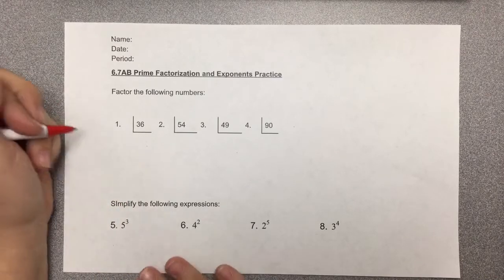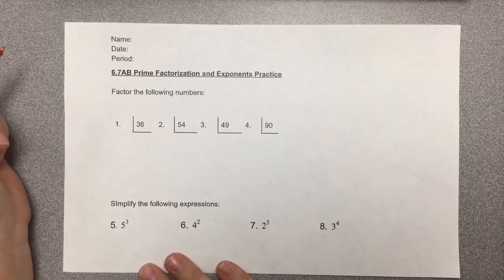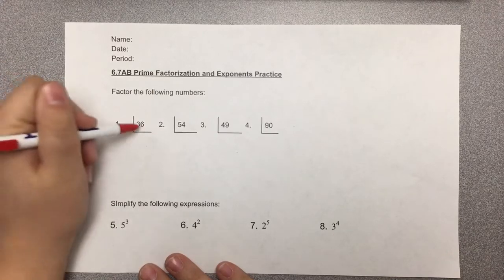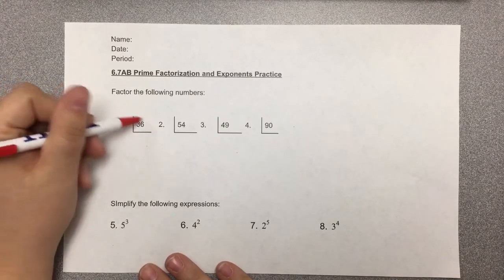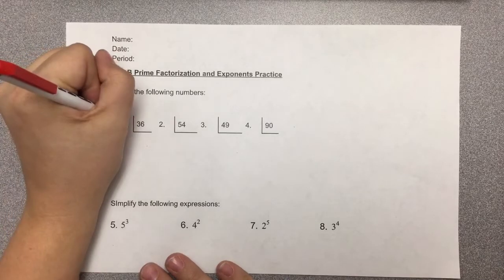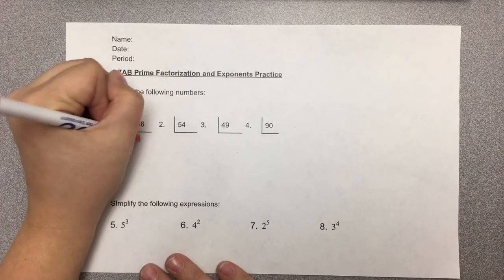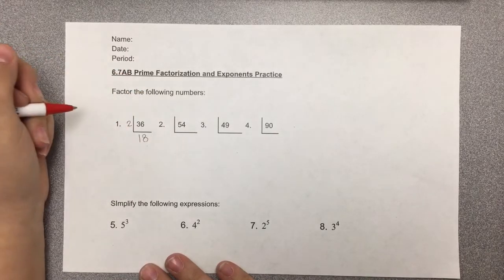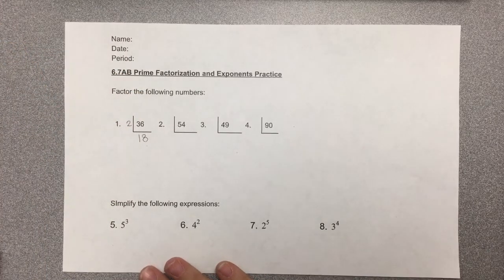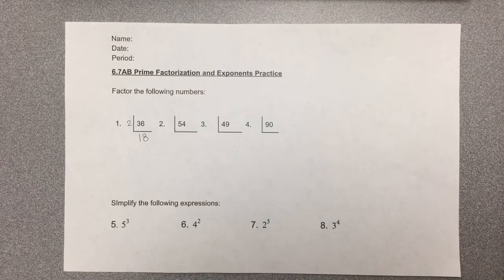So when we're looking at this, I'm going to start with factoring the following numbers. We're looking for the smallest number that fits into this number. So because it's an even number, I'm going to try 2. So 2 goes into 36 18 times. So 18 times 2 is 36, right? Okay, well, let's look at it again. What is the smallest number that goes into 18?